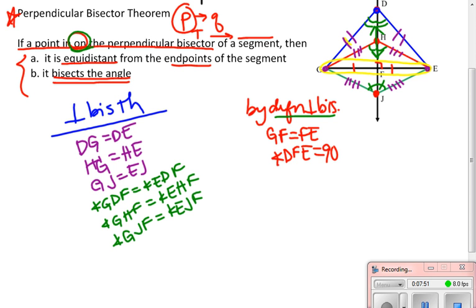So between the definition and the theorem, we get a significant number of pieces of information for that whole concept. If you know a point is on a perpendicular bisector, you get all of the definition pieces, equal segments and a right angle, and all of the theorem pieces, which are equal segments and equal angles.